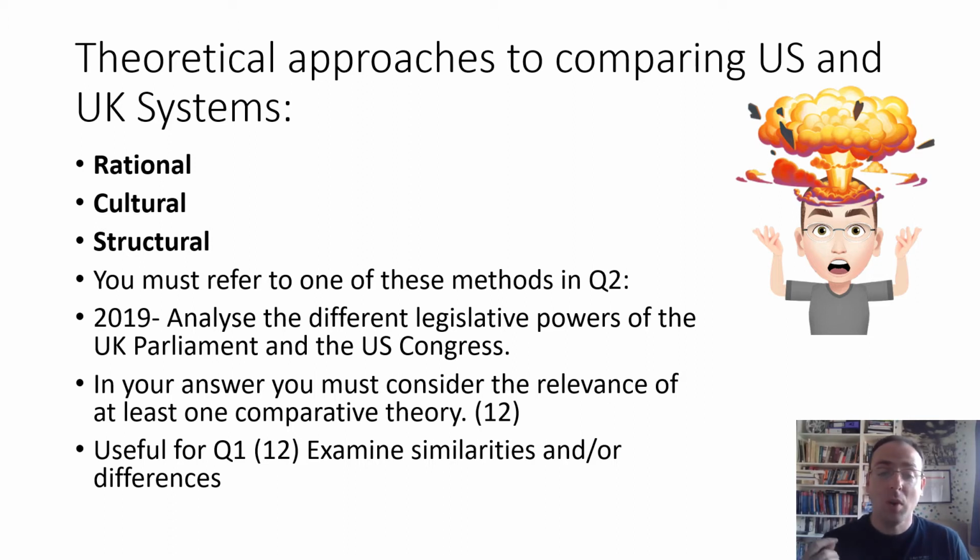One of the things you will need to do very quickly when looking at a question 2 is decide which one of these approaches you're going to use: the structural one, the cultural one, or the rational one. It'll depend on what it's asking. It's also really useful when you're doing your question 1, where again it's a 12-mark question. We have to examine similarities and/or differences on a particular aspect of politics between the US and the UK. And again, these ideas might inform the way that you would answer that.